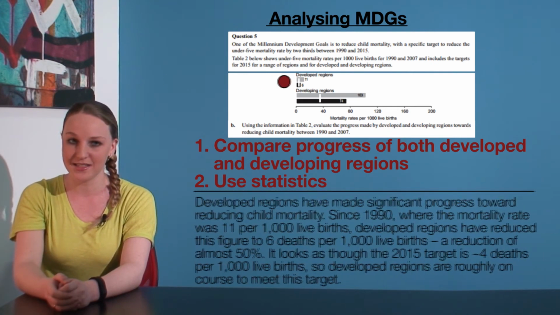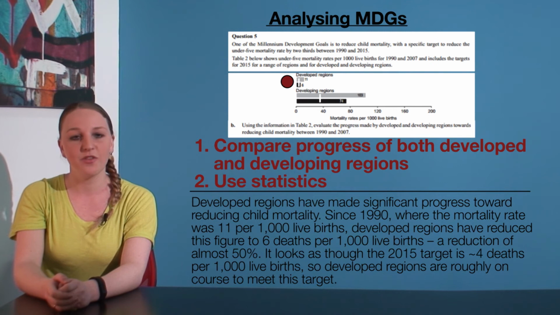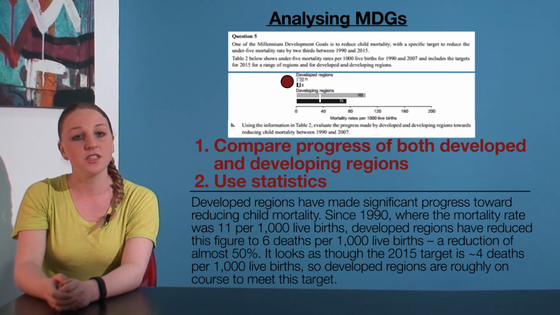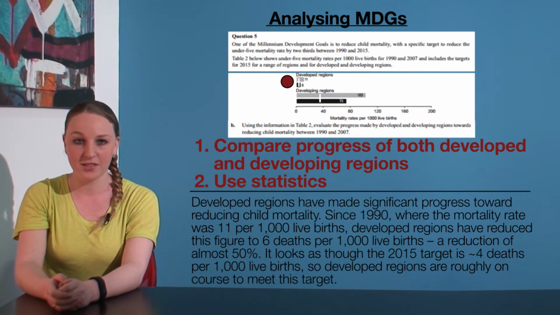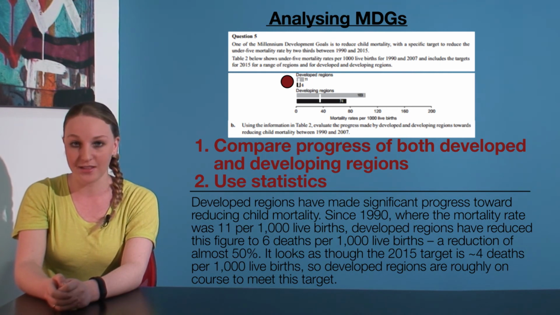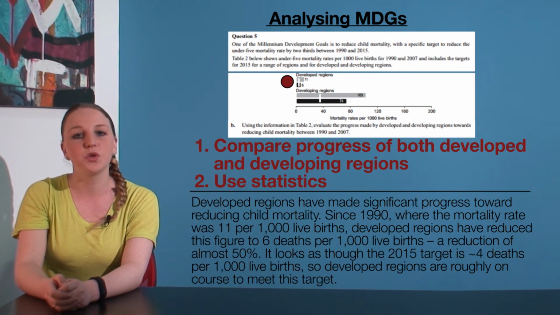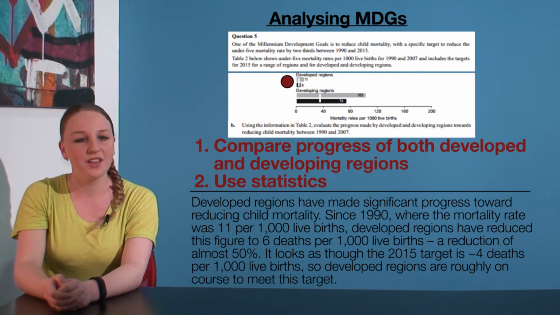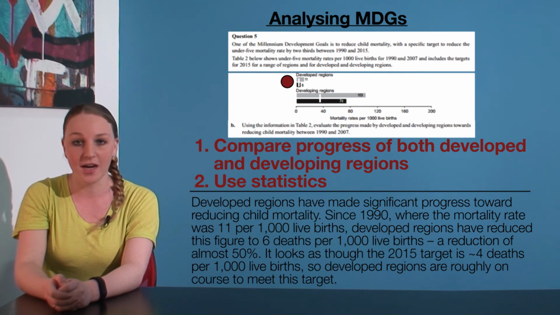So something like this. Developed regions have made significant progress towards reducing child mortality. Since 1990, where the mortality rate was 11 per 1,000 live births, developed regions have reduced this figure to 6 deaths per 1,000 live births, a reduction of almost 50%. It looks as though the 2015 target is 4 deaths per 1,000 live births, so developed regions are roughly on course to meet this target.